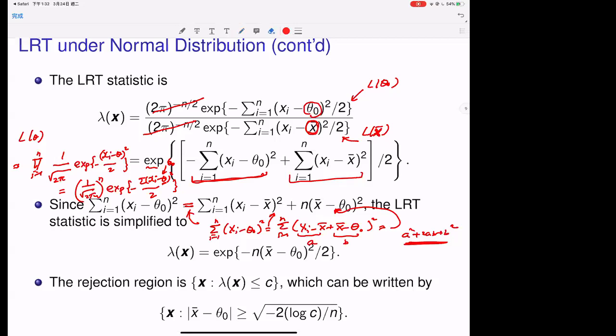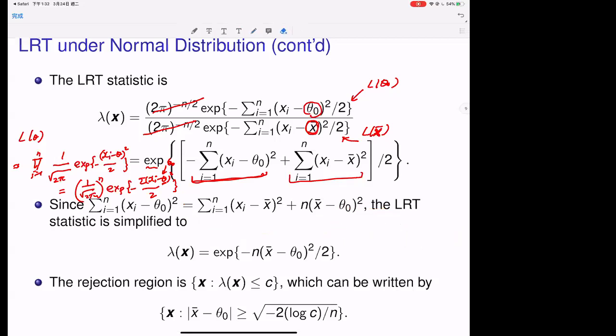Say this guy right here, I want to take out and see what happens. You do less, that means this guy and this guy cancel as well, then this guy becomes that right here. So that means this is exactly your lambda(x), the test statistic. This is the LRT statistic.